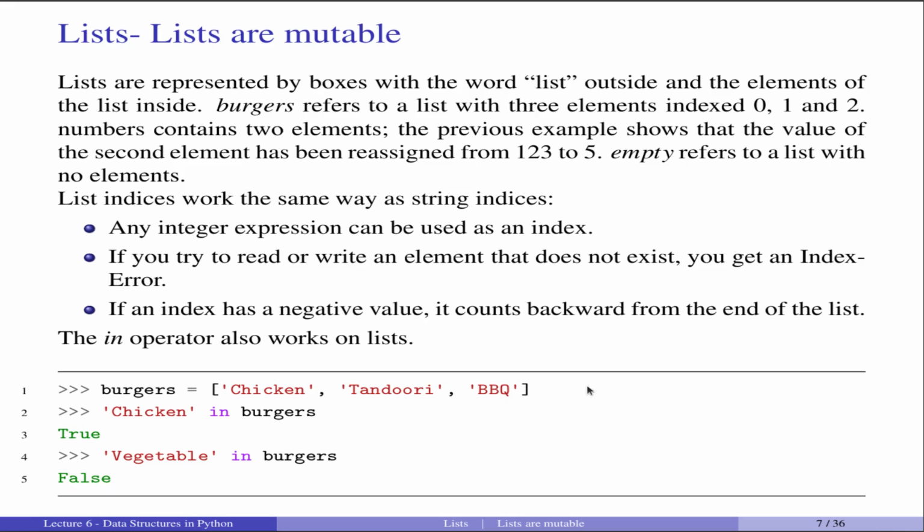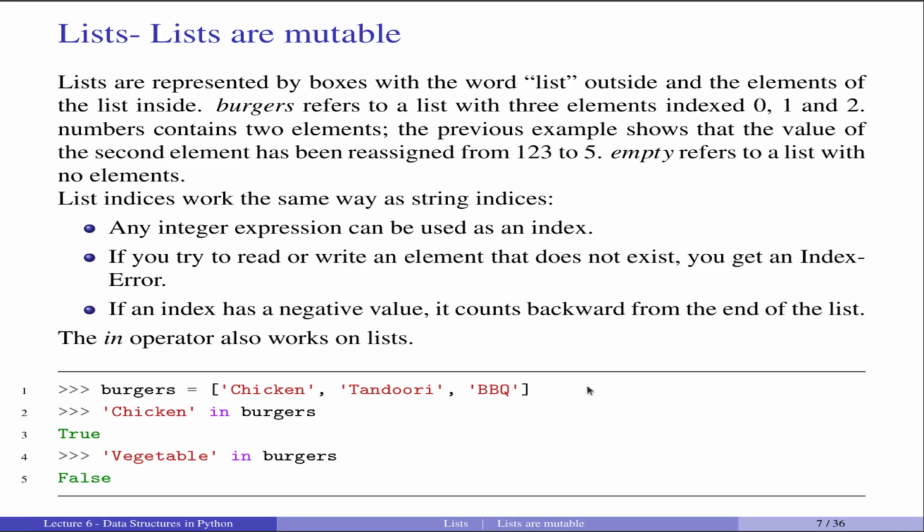Remember, list indices work the same way as string indices. Any integer expression can be used as an index, and if you try to read or write an element that does not exist, you get an index error. If an index has a negative value, it counts backward from the end of the list. So for example, if you want to find out the last element of a list, you can just write the list with the index -1, so it will count the first element from the last.